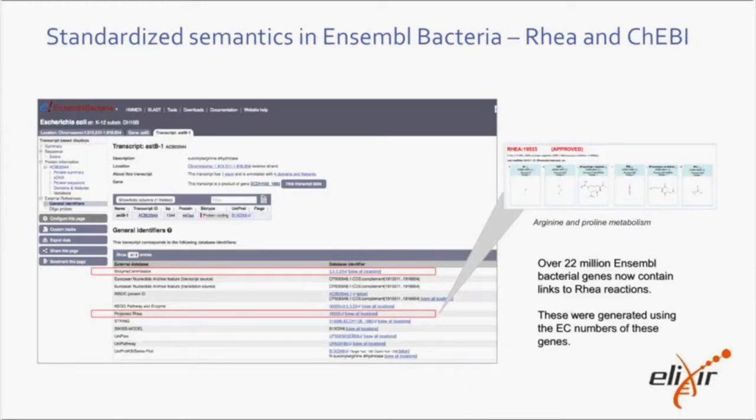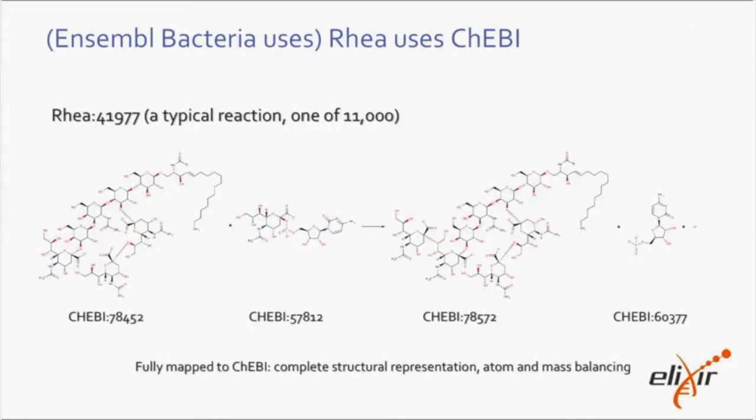So to illustrate one example of this, Ensembl Bacteria is now using ChEBI to describe metabolites, and because ChEBI is used by the Rhea resource, they have a link to the Rhea reactions. There are now over 22 million Ensembl genes that have been mapped to Rhea reactions, and this mapping was generated using a common vocabulary to Ensembl Bacteria and Rhea, which is the enzyme classification. So in a nutshell, Ensembl Bacteria is now using Rhea, which is using ChEBI.